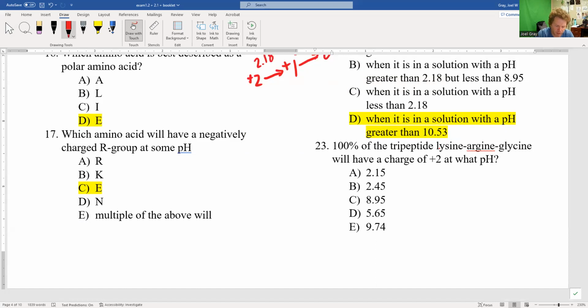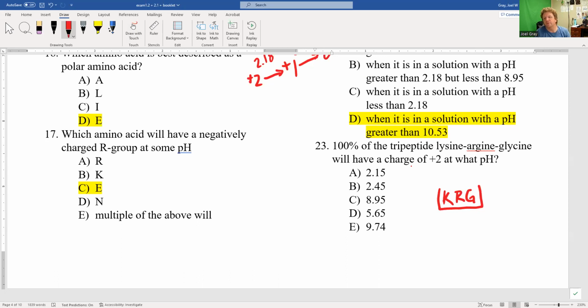I've already got my pKa's for lysine. That is KRG. Those are actually my wife's initials. So KRG, I'm going to write this out like such, KRG.